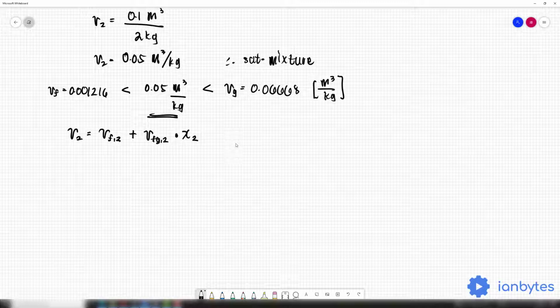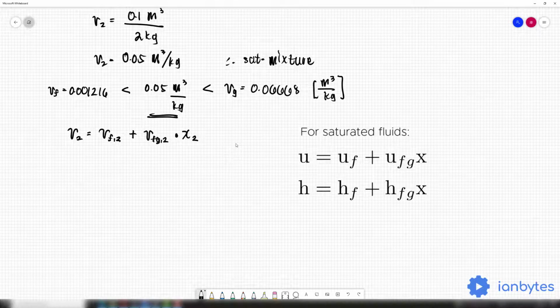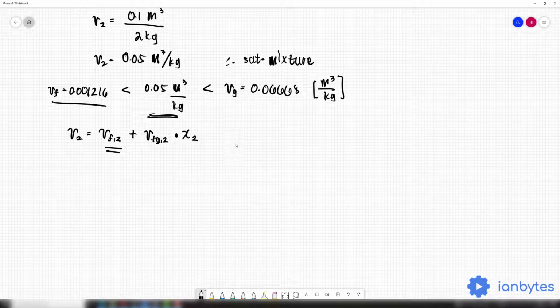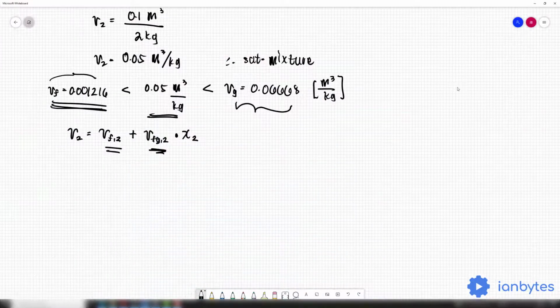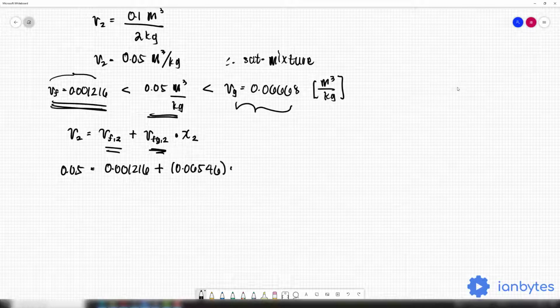Also, the other formulas that will apply if you have a saturated mixture are the formulas that I will flash on the screen. Now, we know Vf at state 2, it is just equal to this one. And Vfg, we can actually get the difference between Vg and Vf, okay? Or we can just consult our thermodynamic tables once again, giving us a value of Vfg that is equal to 0.06546. So let me just fill in the known values. Finally, multiplied by the quality at state 2.